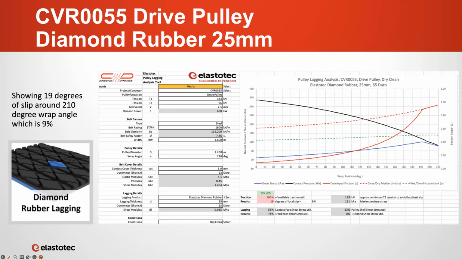Okay, the next version is 25 mil diamond ceramic. In this case, the lagging's more flexible, and as a result, the localized slippage reduces to 19 degrees or 9% of the arc of contact, which is an improvement over the previous 12 mil. There's no fatigue problems. You can see that none of these figures down the bottom here are exceeding the 100%.